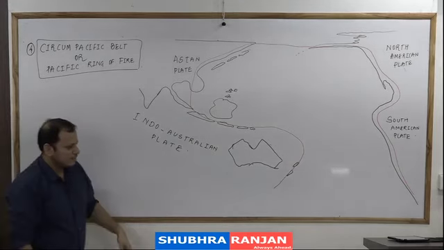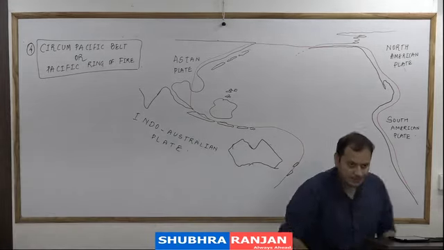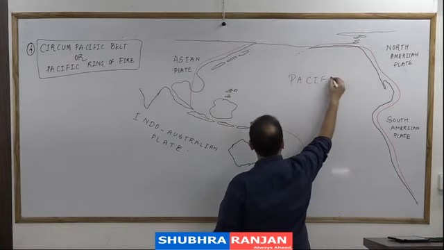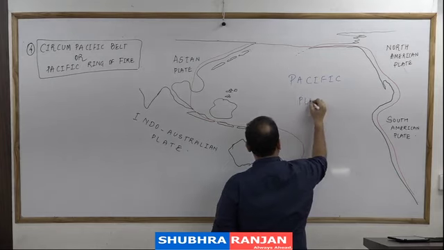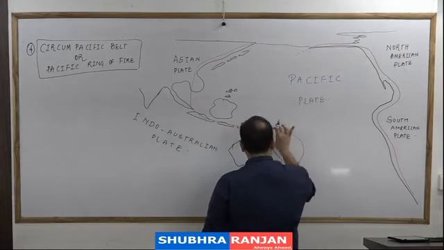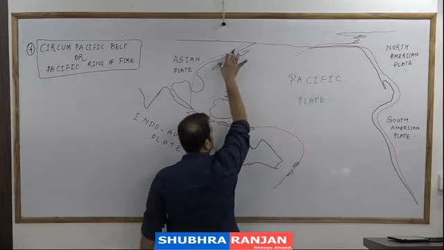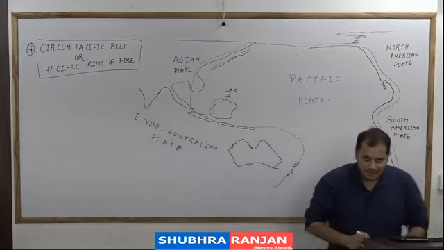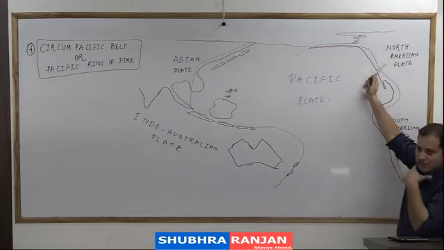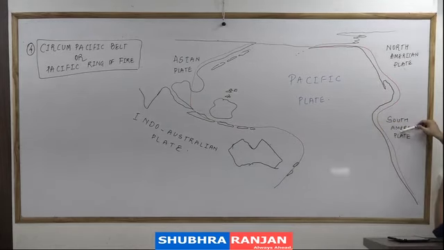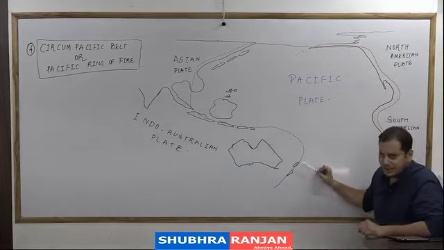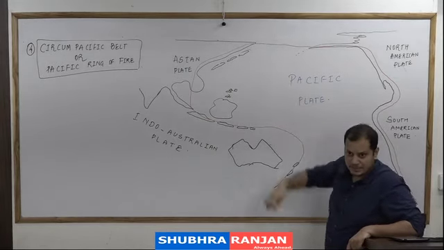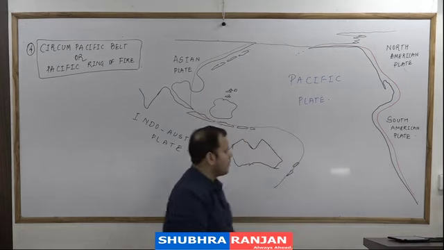Why is it so? Because the central part of Pacific plate is being, this is the Pacific plate. This is also a convergent plate boundary, this is also convergent plate boundary, this is also convergent and this is also convergent. Its effect we see as the mountains of Rockies, as the mountains of Andes, mountains of New Zealand, mountains of Japan, and there are continuous volcanic eruptions going on in this region.